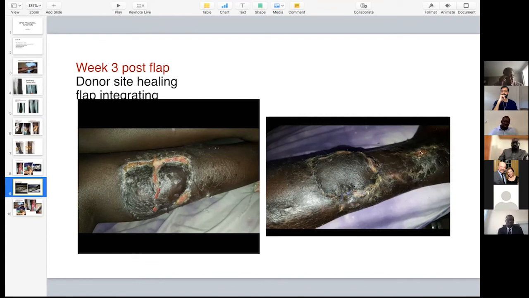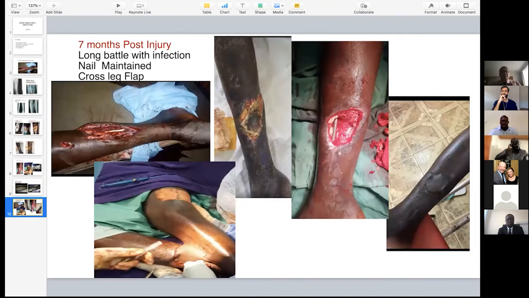At some point, we had to collect a swab and send it to the lab. And we changed his antibiotics to organism-specific antibiotics. We suppressed the infection and he went on to heal very well. And subsequently, we almost lost him to follow-ups, very common around this part of the world. And these were his final clinical photographs.